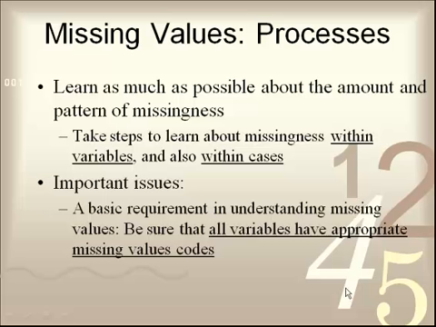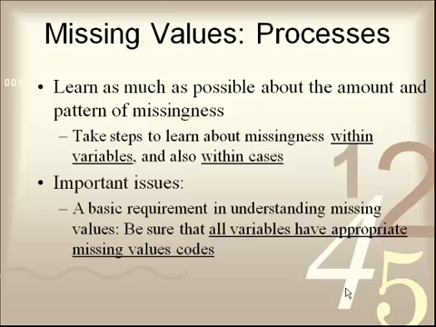So after we've learned about all of these, what are we taking home from this? Well, you really have to learn as much as possible about the amount and the pattern of missingness. You need to take the steps to understand where the missingness is occurring. So within the variable itself, who is missing in that variable? And for that person, how many other variables are they missing on? This is extremely important, because a very basic requirement in understanding missing values is you have to be sure that all the variables have appropriate missing values code.